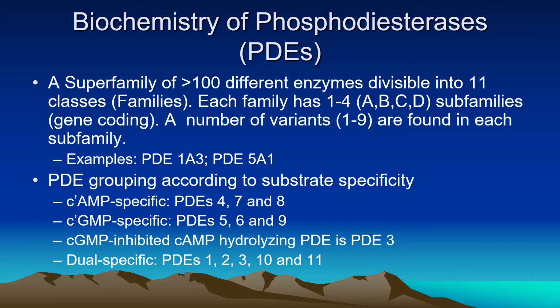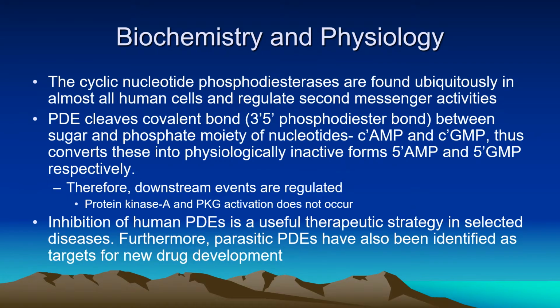Apart from this, there is the cyclic GMP inhibited cyclic AMP hydrolyzing phosphodiesterase enzyme, and it is of class 3. So this is how it will be easier to understand a specific role of phosphodiesterase enzyme in these cells. Now, these enzymes are found in almost all cells of the body, and here they regulate second messenger activities.